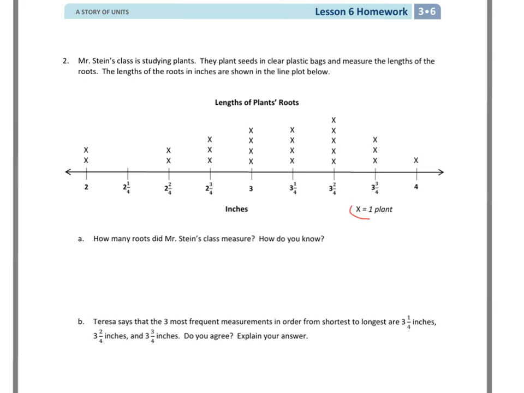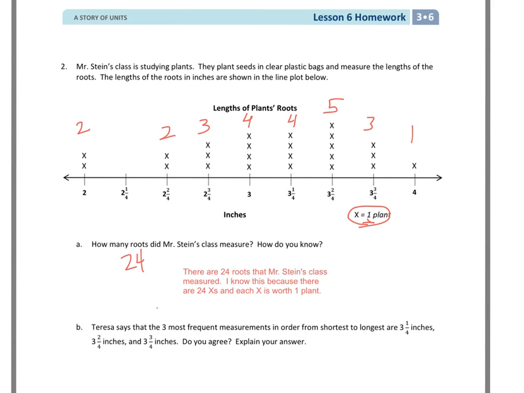Well, when I look at this, I see each X represents one plant. So I can count these now. There's 2 there, 2, 3, 4, 4, 5, 3, and 1. So now what I would do is add all of those up. And when I add those all up, there are 24. So I'm going to write my answer statement. And there's my answer statement.